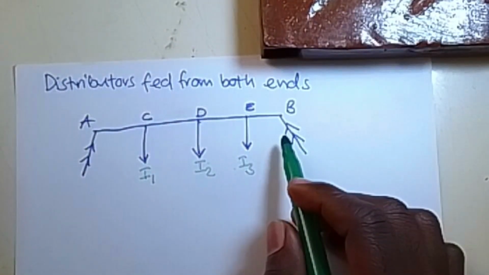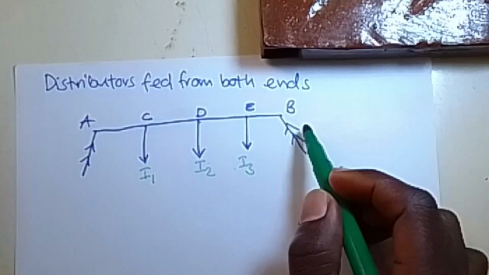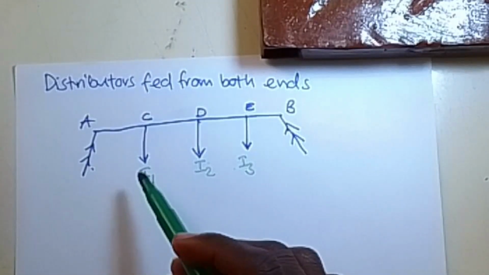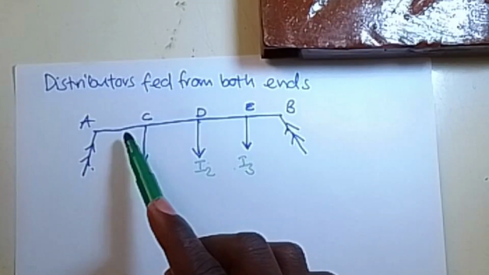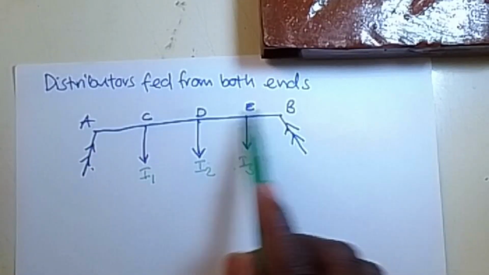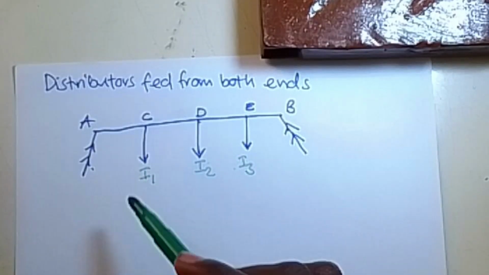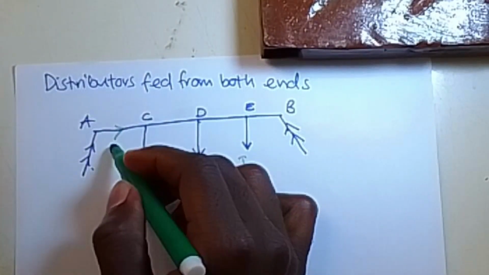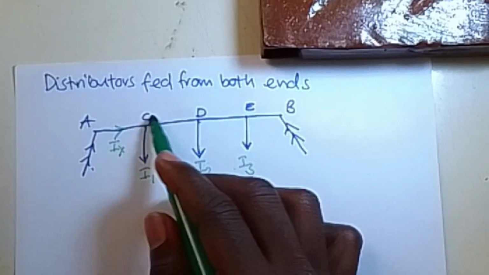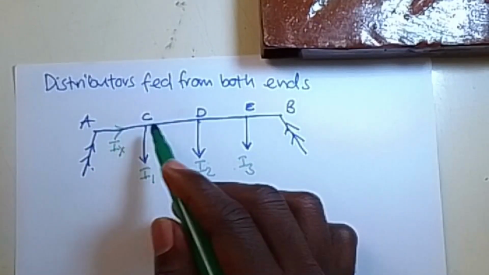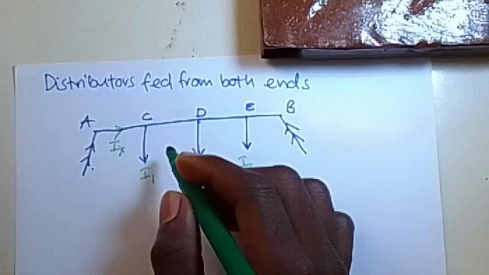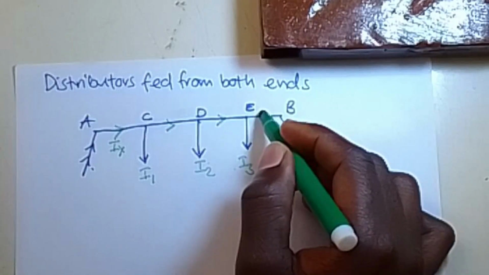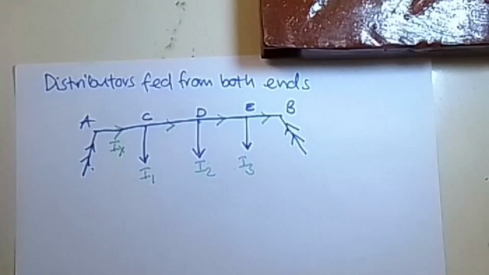Since there is current coming from this side and from this side, what we do is take one of these two sides and assume a certain current, maybe Ix. For me, I prefer to work from this side. So I will have a certain current Ix, and along this section of the line, I will be having different values of current. Suppose this is Ix, there is going to be a current flowing in this and this section.